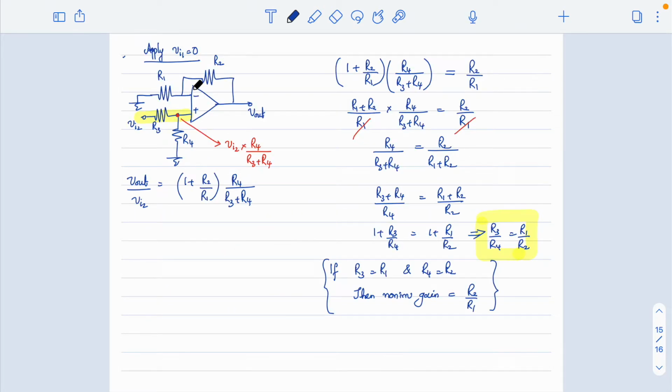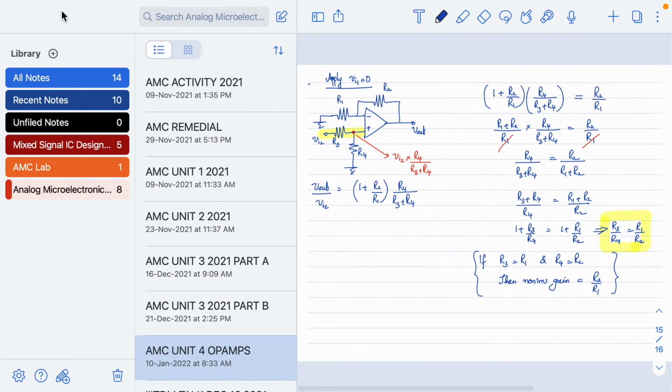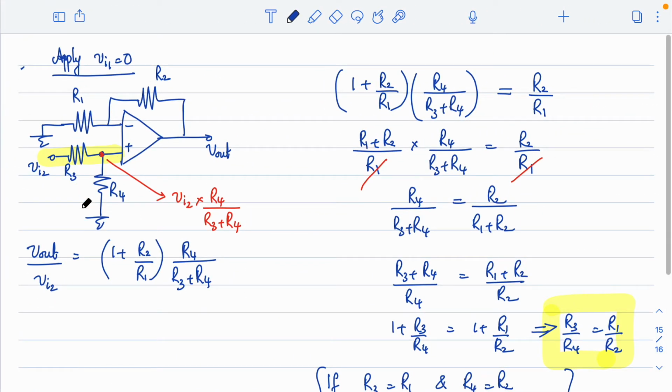Then after that, what I have done, this remains the first input, and this remains second input. So for the first input, the gain is minus R2 by R1. For the second input, what is the gain? In order to study that, I have applied Vi1 is equal to 0. So the equation will reduce to this, and here I can write the gain.